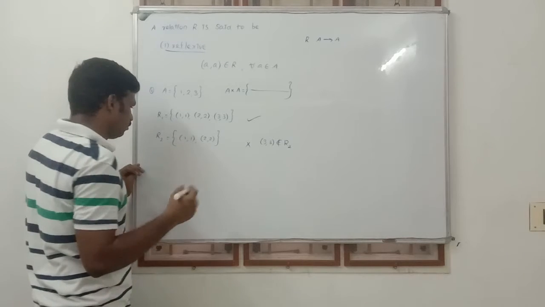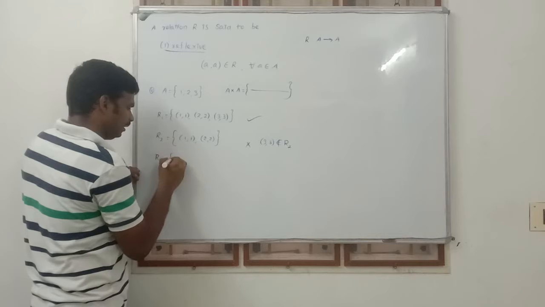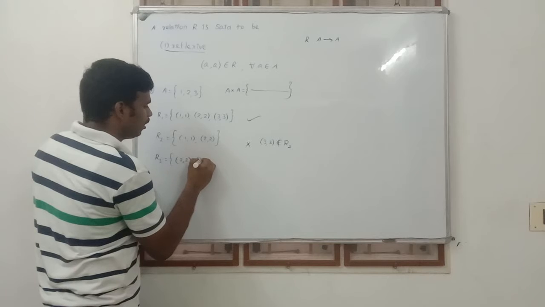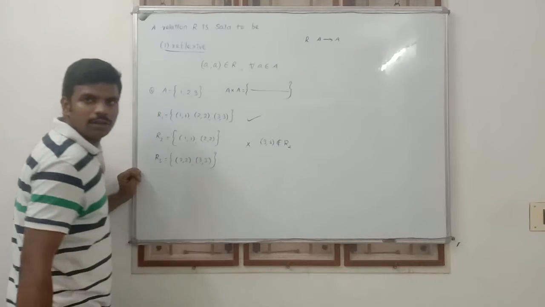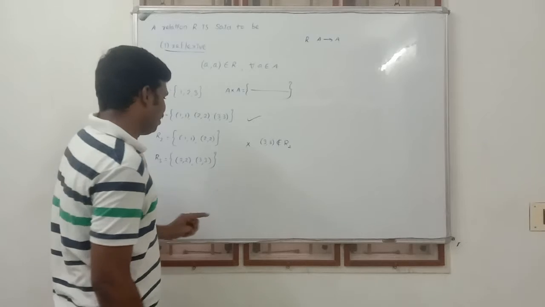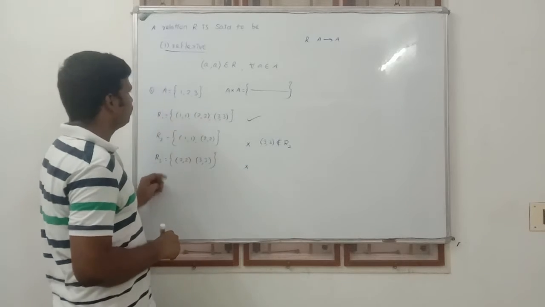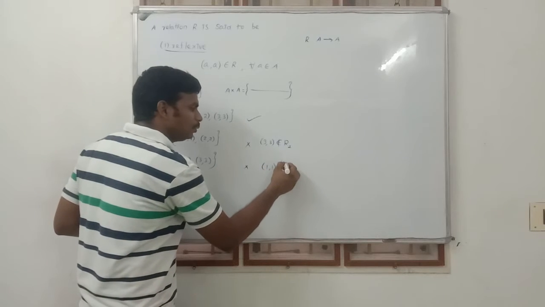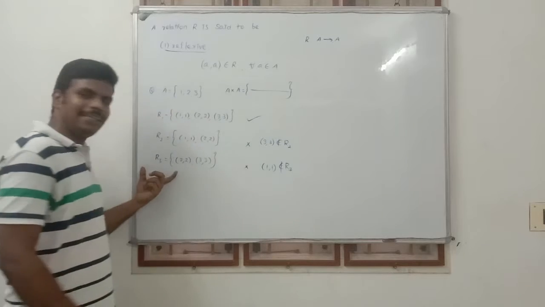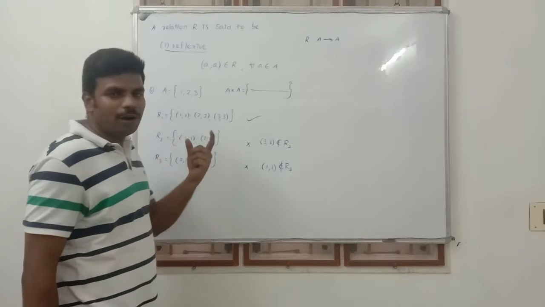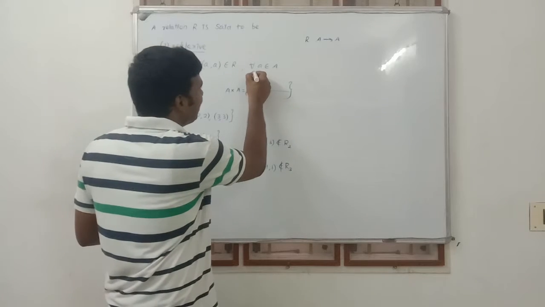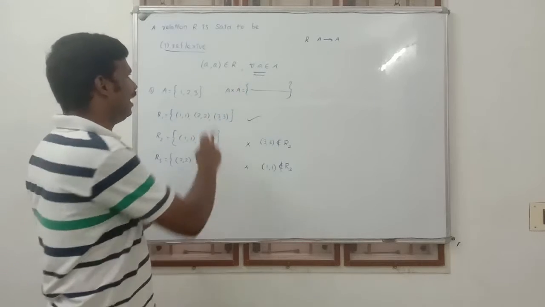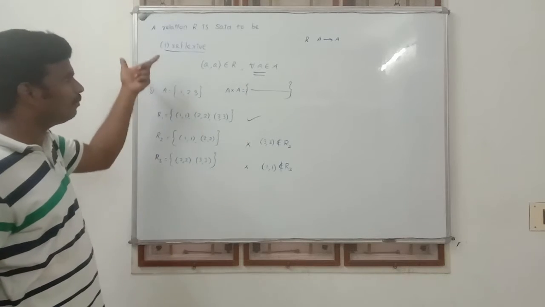We will discuss one more example. R3, relation 3, I am going to take (2, 2), (3, 3). This is also not reflexive, because if we take the element 1, then (1, 1) does not belong to R3. Therefore, it is not reflexive. A very important condition in the definition: for all elements in the set A, the condition should be satisfied, that is, (a, a) belongs to R. This is the concept of reflexive.